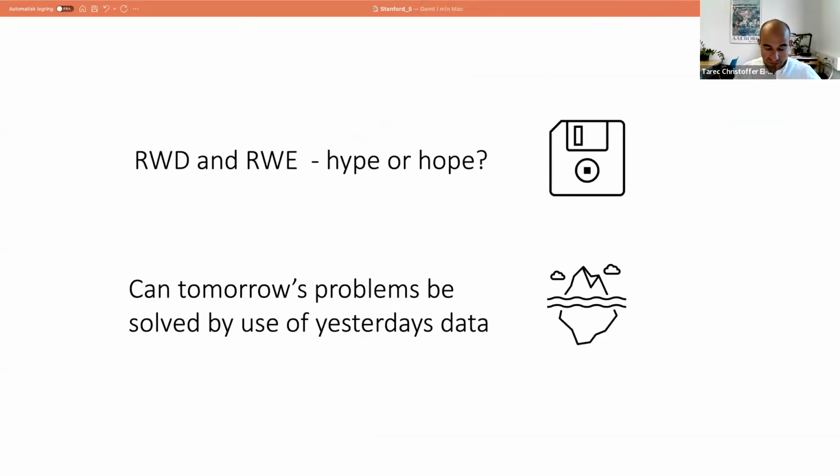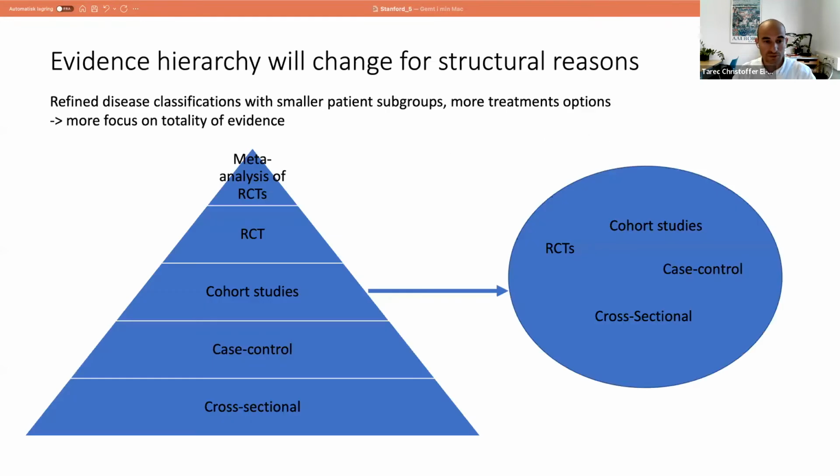I think things have changed a lot for real-world data and real-world evidence in the recent 10 years. I think it's time to ask if this is a hype or really a hope that it can solve a lot of things. And can we really solve tomorrow's problems by using yesterday's data? And I think the truth is probably somewhere in between. I don't think that we can solve everything using real-world data or observational data.